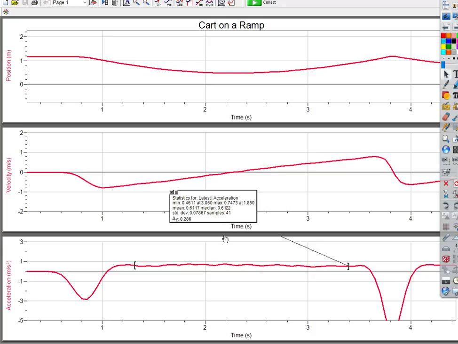It says statistics for latest acceleration. Minimum 0.4611 at 3.050 seconds, right? Maximum 0.7473 at 1.85. And I'm on this interval right here, right? And then it tells me the mean and the median. Now that might be useful, huh? Knowing what the mean is, 0.6117, so that's giving me a pretty good estimation.